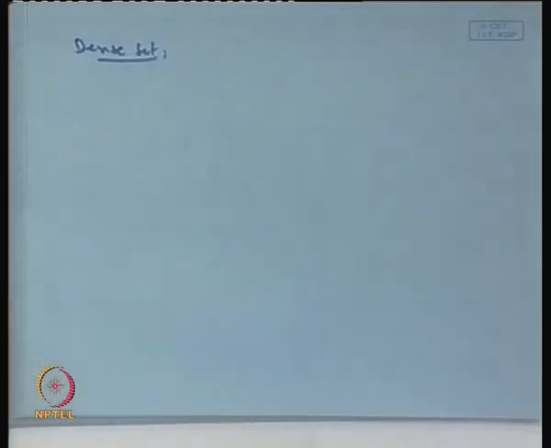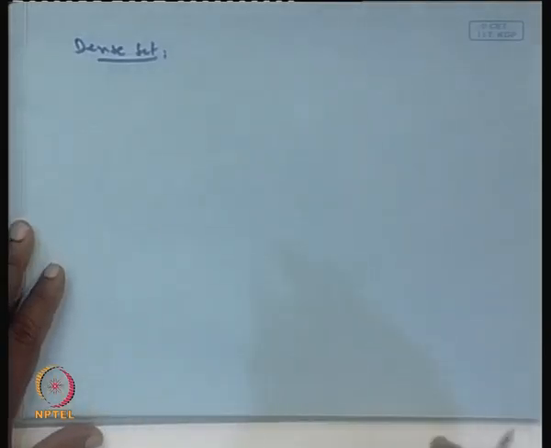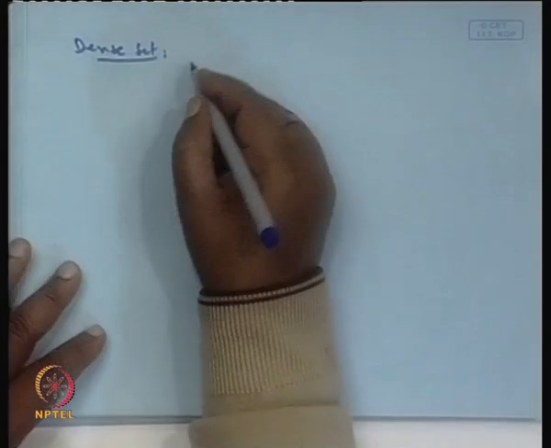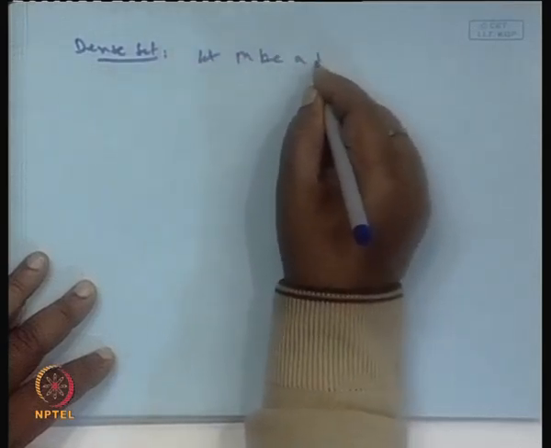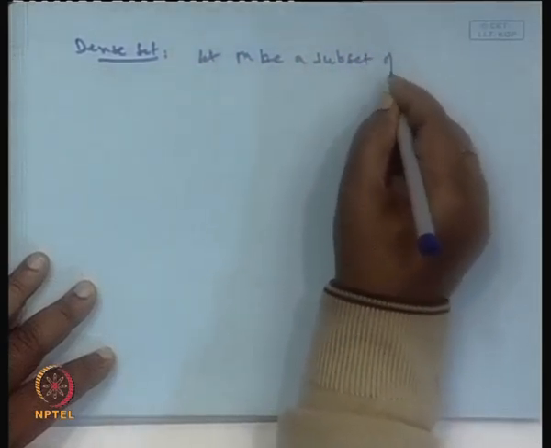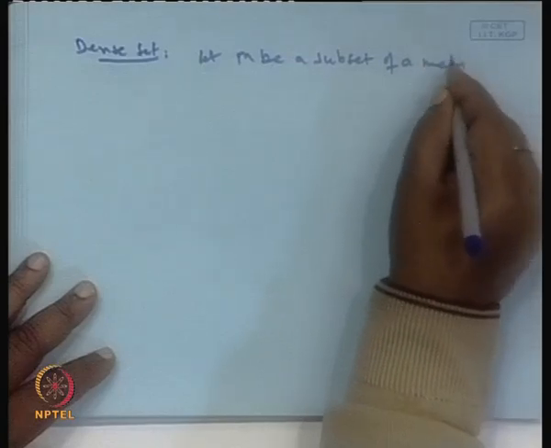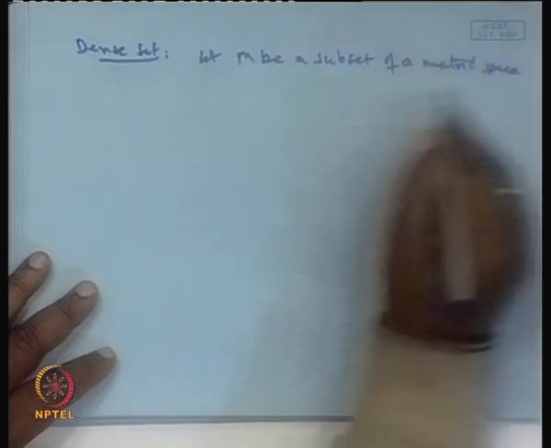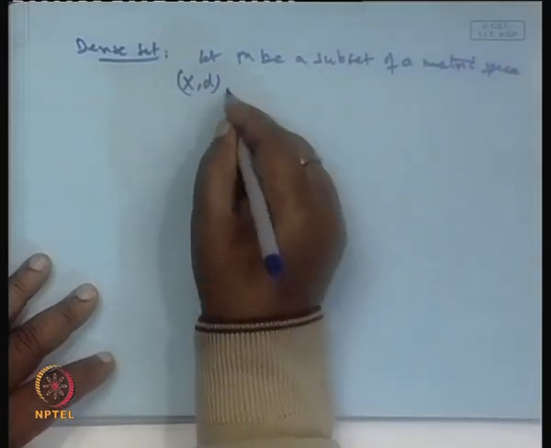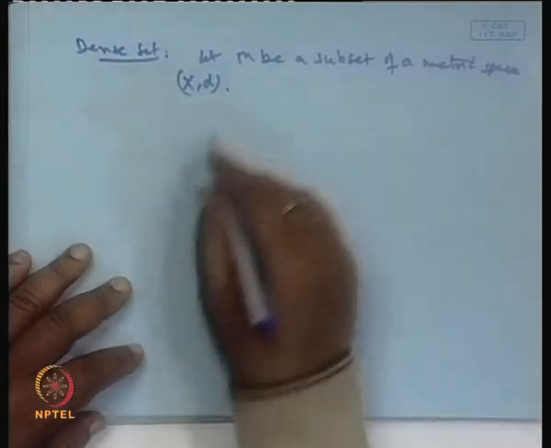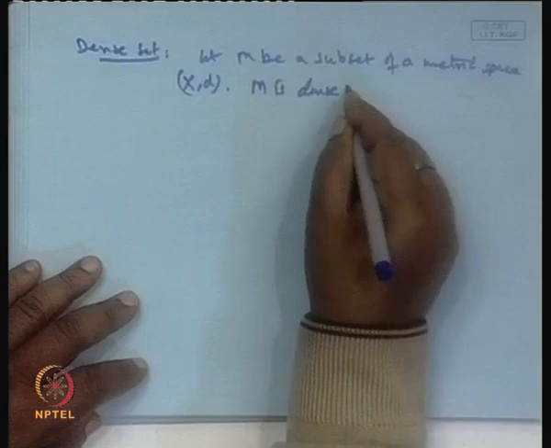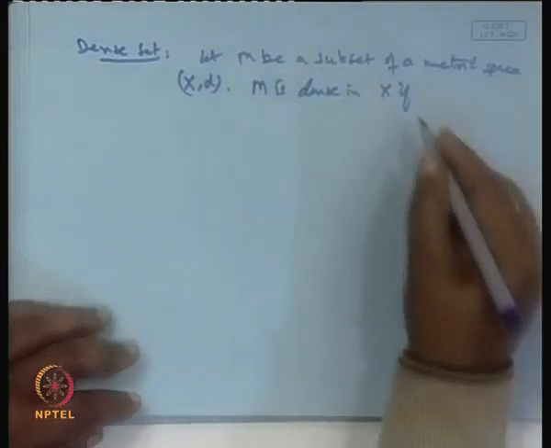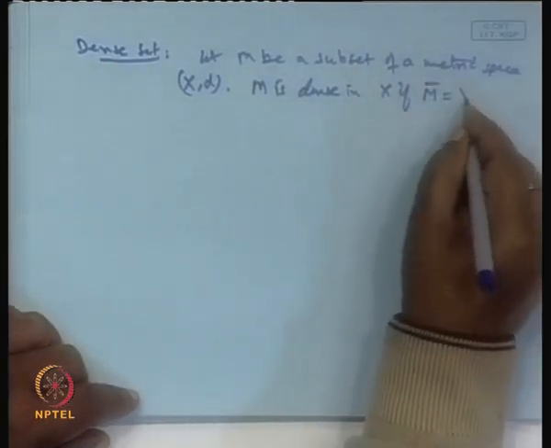Dense set. Let (X, d) be a metric space and let M be a subset of the metric space (X, d). We say M is dense in X if the closure of M is X.